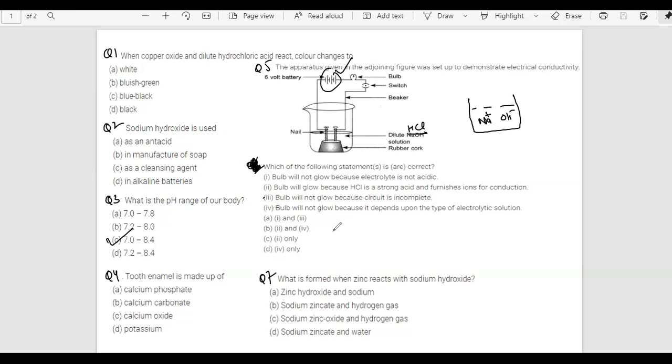Yes. When NaOH reacts with zinc, it should be a little bit warm NaOH. When it reacts with zinc, it gives you sodium zincate, Na2ZnO2, plus hydrogen gas. So B is the correct option. Got it? Yes, sir. Let's move further.